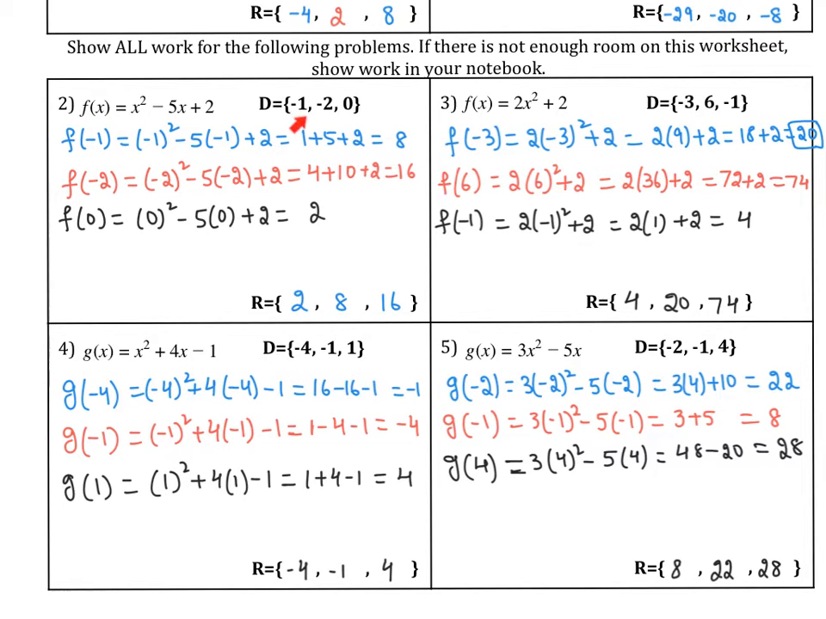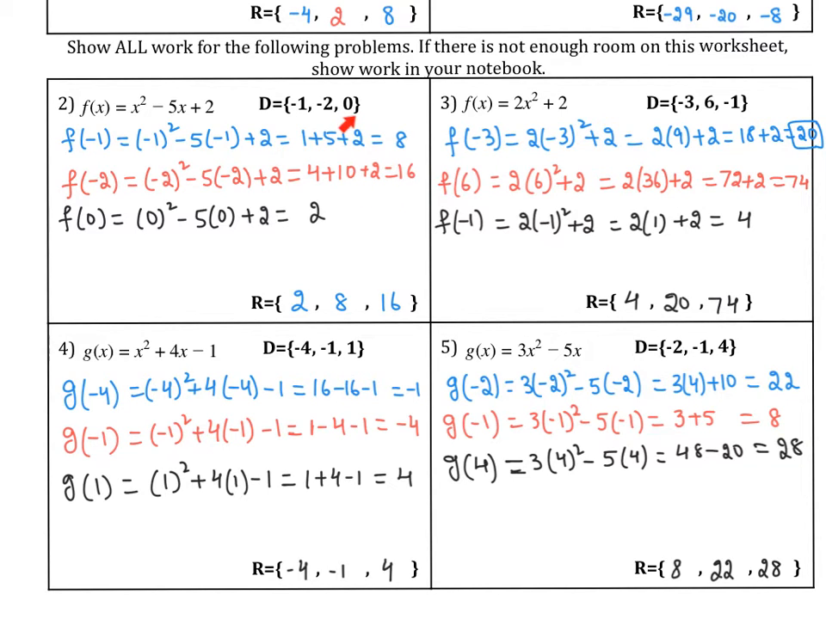So when you plug in -1 here, you're going to plug -1 for x, and then solve this, and we get the answer for number 1. That is, when you plug in -1, it is 8. And then when you use negative 2, this is going to be negative 2 squared minus 5 times negative 2 plus 2. You're going to get 4 plus 10 plus 2 equals 16.